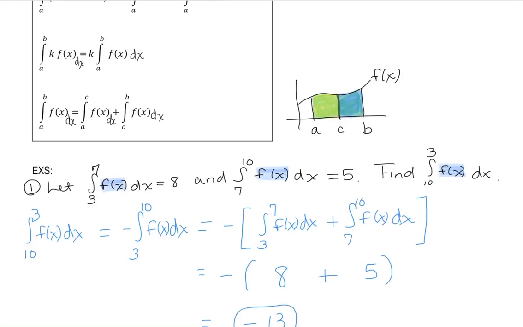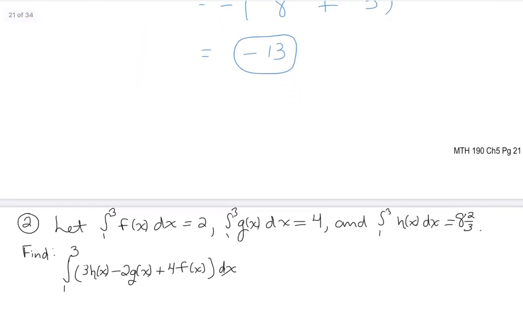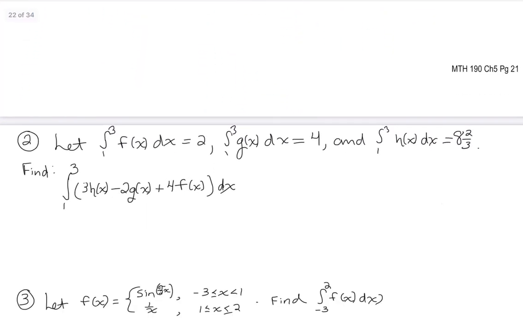All right, let's look at another example here. So number 2, I'm given some definite integrals. Again, what's important to notice on this one is I'm given the definite integral from 1 to 3 of f of x dx, the definite integral from 1 to 3 of g of x dx, and then I'm also given the integral from 1 to 3 of h of x dx. So this time the functions are different, but they're all about the definite integral from 1 to 3.